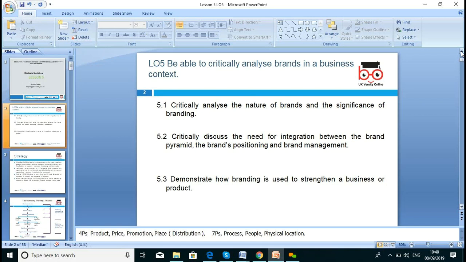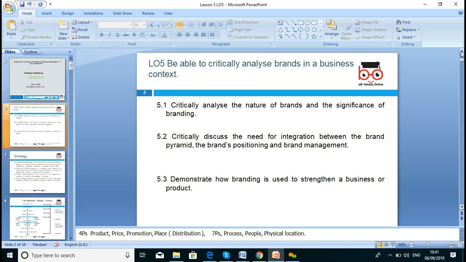We'll discuss, for example, how Unilever used to have 500 brands and has reduced to 150 or 200 brands now. The reason is divestment, because some brands may be loss-making units, and that can be a mistake. We'll also look at how branding is used to strengthen a business or a product. So brand is really important. Think about Nike and various other companies' brands.